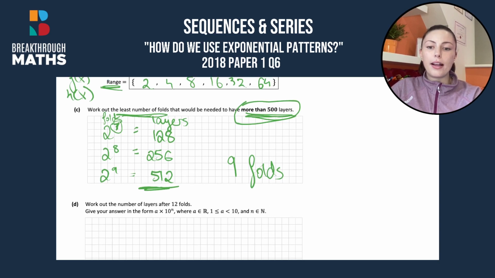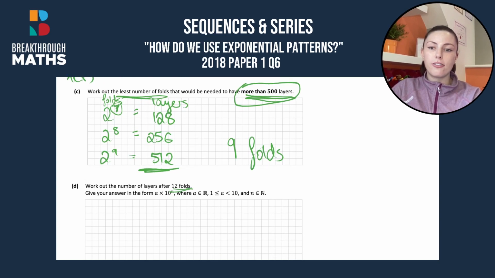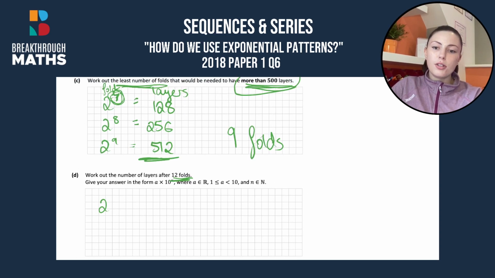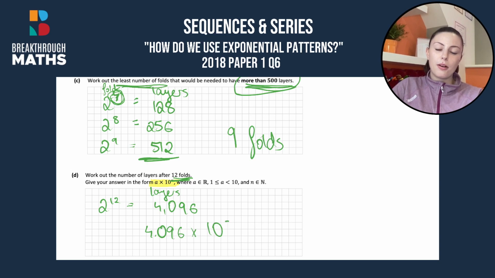Next, we're asked to work out the number of layers after 12 folds. So folds was the number we put to the power. So we say 2 to the power of 12, and this will give us 4,096 layers. We're importantly asked, though, to give our answer in the form a multiplied by 10 to the power of n. So what we will say here is 4.096 multiplied by 10 to the power of 3.